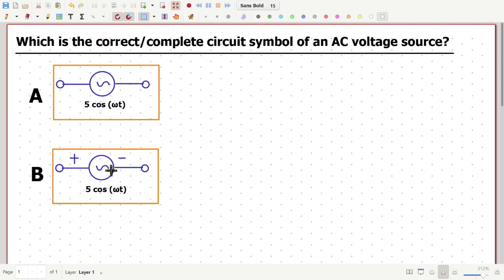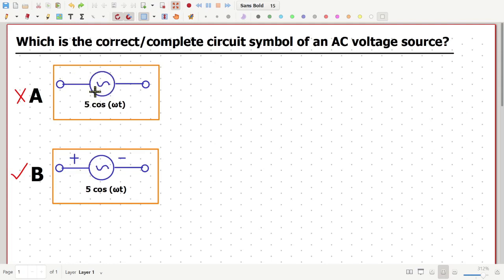However, that is not right. Actually, this representation is incomplete and this representation is the correct or complete one. Because this first representation does not tell everything about the source.